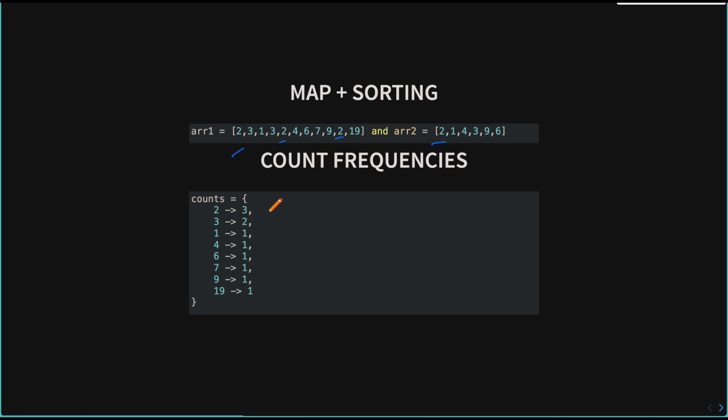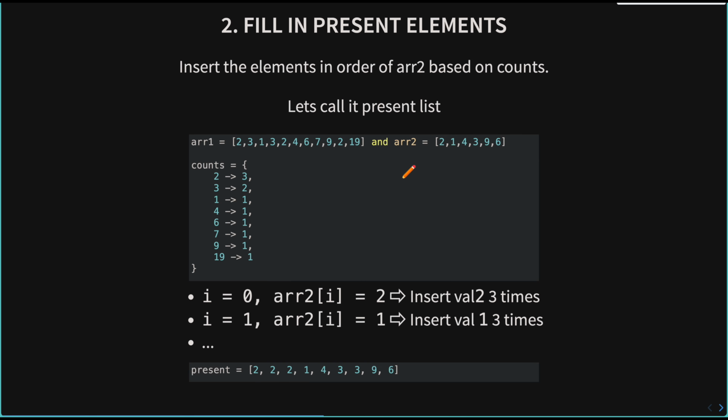So the better thing is to create a frequency map, and then the lookup for the element in the frequency map takes just O of 1 time. First thing is we will create a frequency map. So we can see that 2 occurs 3 times and 3 occurs 2 times, 1 occurs once, and similarly the whole frequency map is built. Then the next step is we can sort the elements based on array 2. Let's see how. We will start iterating the elements in order in array 2 and check the counts of it.